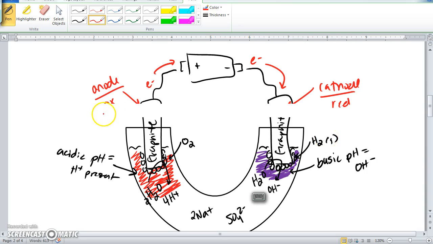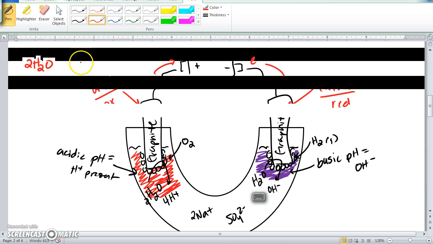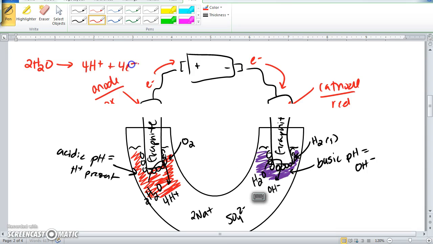The anode half reaction for this is no different than the one above. So we're going to have 2 waters. Oh, that's interesting. I don't know why that just happened. That's fun for everybody. So our 2 waters are going to create 4 H pluses and 4 electrons. That was fun. I like when random things just show up in the middle of the video.